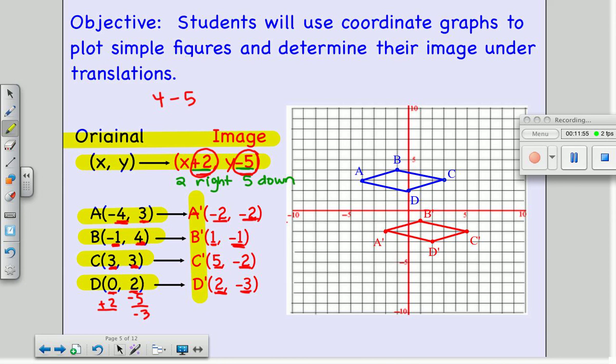All you have to remember is that X goes left to right, Y goes up and down, okay? So left is negative, right is positive, up is positive, down is negative, okay? So if it says add, like it does here, I'm going to the right. Plus means right. Minus means down. Okay?